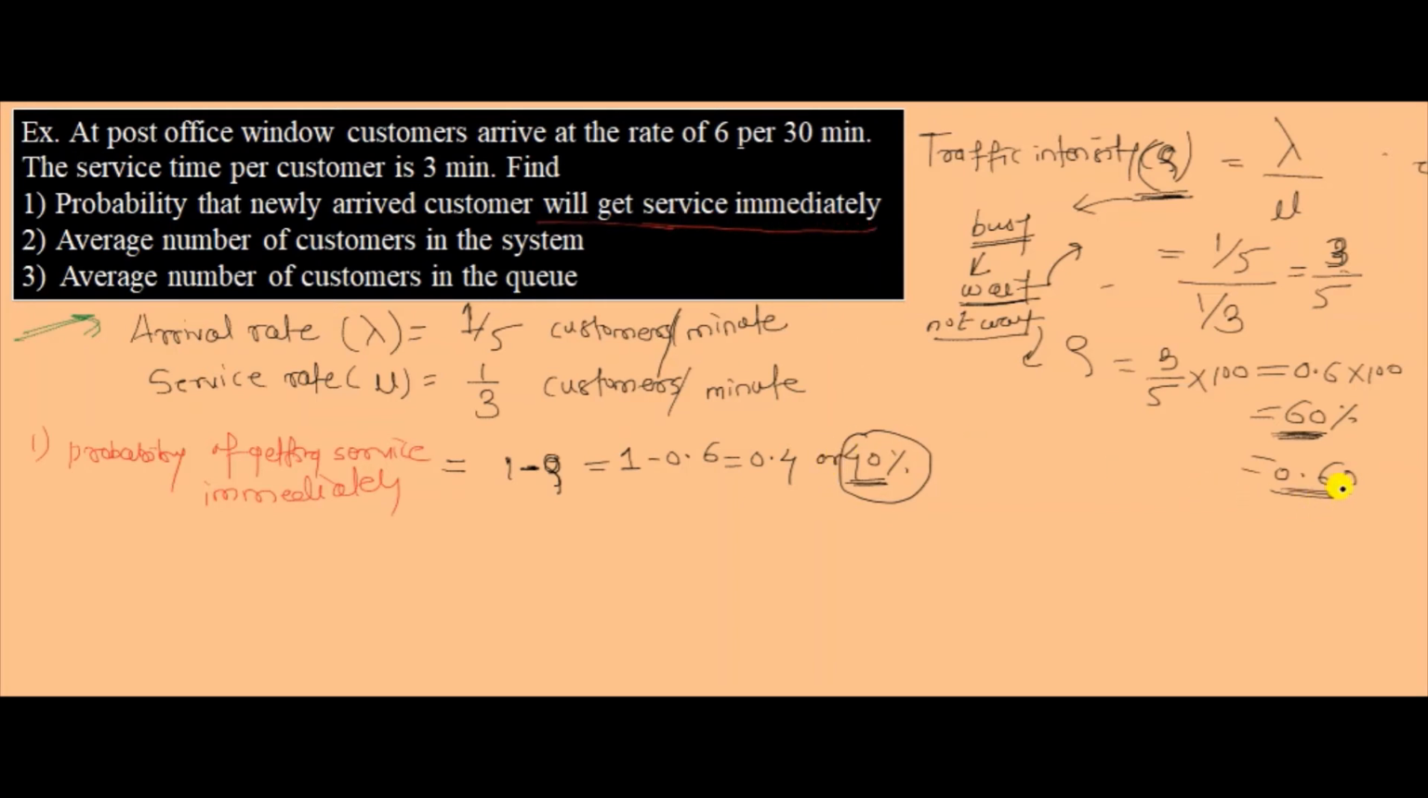And 60% chances are that the server is busy. 40% chances are that service will be received immediately. That means the server is empty. Second question.